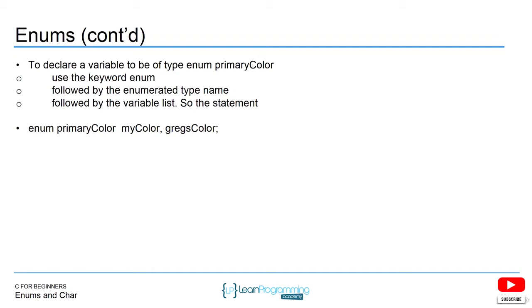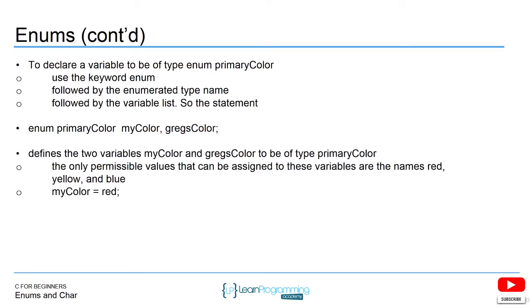So here we're declaring a variable of primaryColor. And again, this is defining two variables, myColor and gregsColor, to be of type primaryColor, which is an enum type. The only permissible values that can be assigned to these two variables are red, yellow, and blue. So we could say myColor equals red, and that's perfectly valid. We could not say myColor equals green. That wouldn't work because those values aren't valid for that enum type. We couldn't say myColor equals Jason because myColor can only contain the three values of the primaryColor enum type.